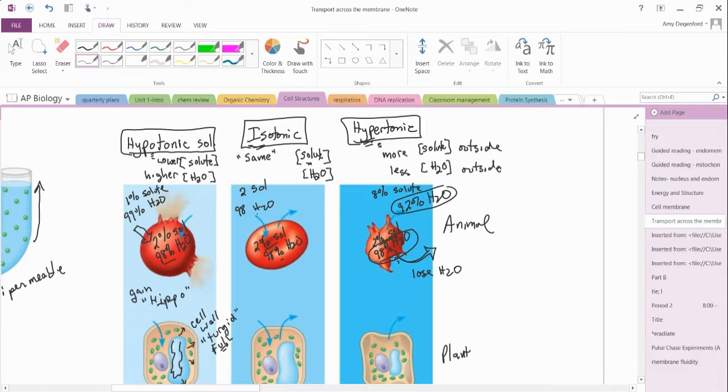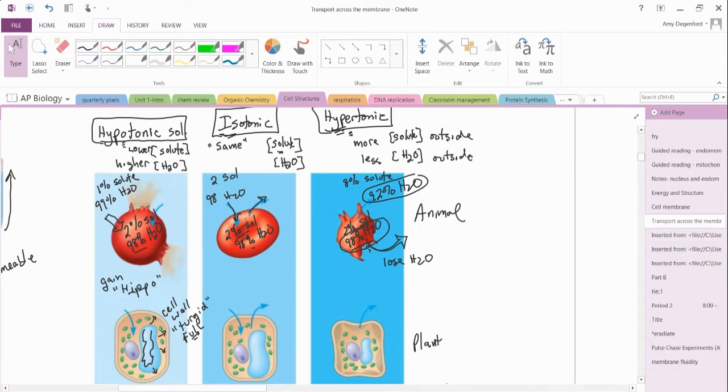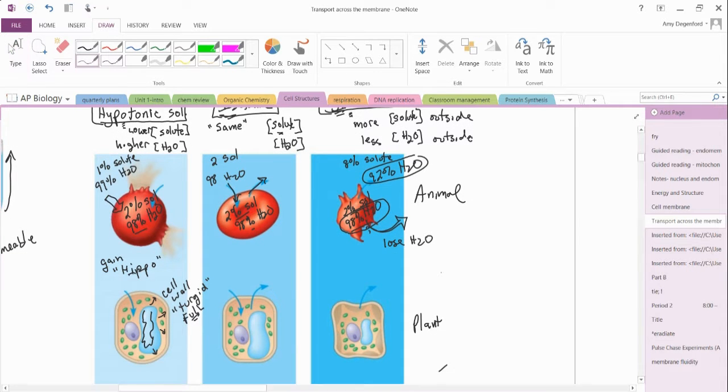And then in an isotonic solution, water is entering and leaving at the same rate. So they neither gain nor lose. So in a plant cell, what happens is they do lose water. The cell wall can't help that. So we call this situation flaccid. And so what we see is the plant is wilting.